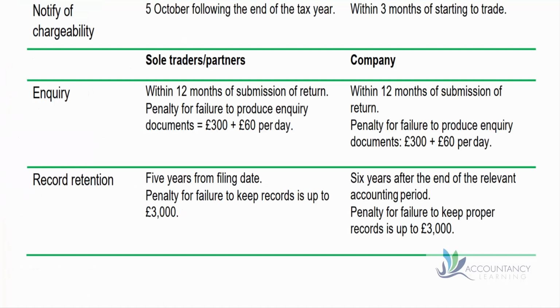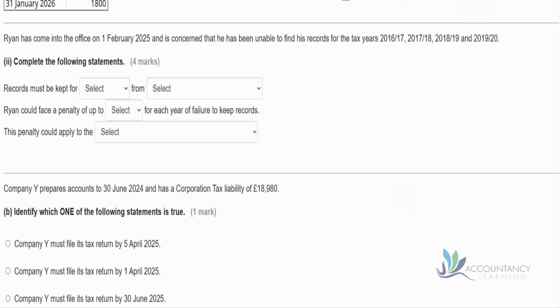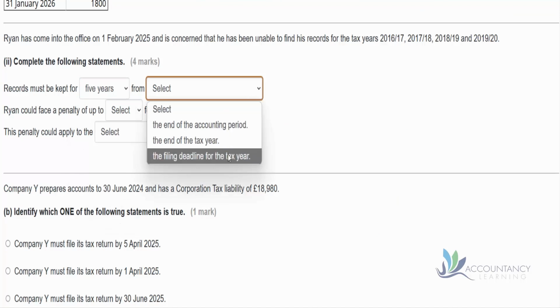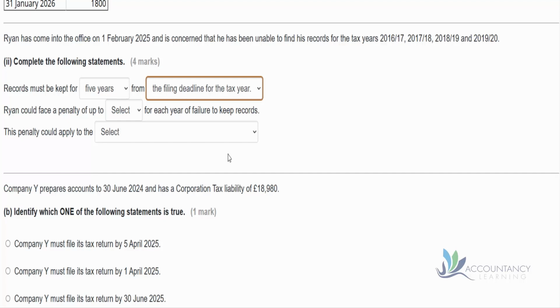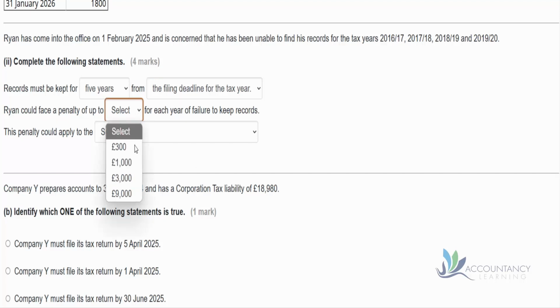So here are the reference materials. We're looking at section 9 of the reference materials on record retention, and we have to keep them for 5 years from the filing date. And there's a penalty of £3,000 for not doing that. So we can enter that now. So we've got 5 years from the filing deadline. Okay, so the answer is all in the reference materials, and Ryan could face a penalty of up to £3,000.